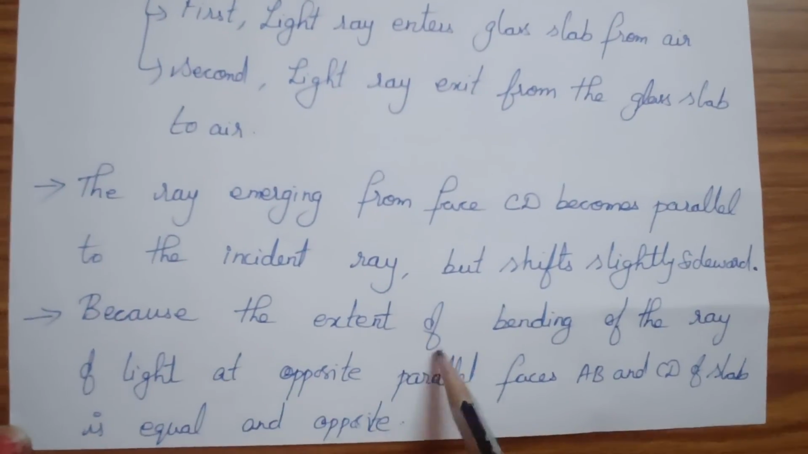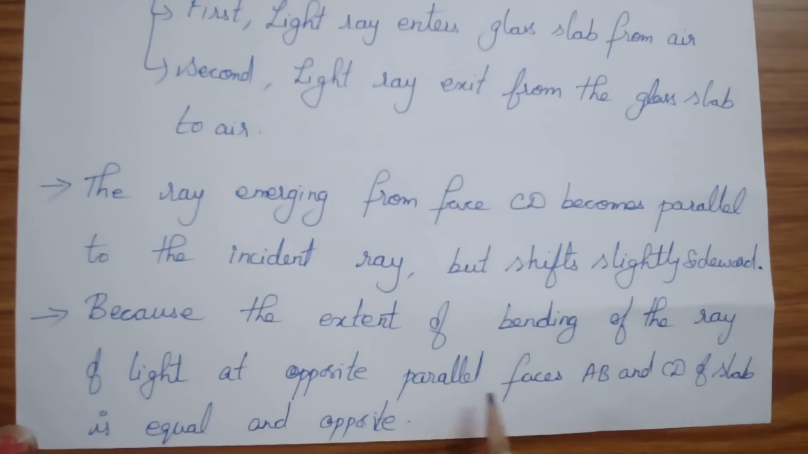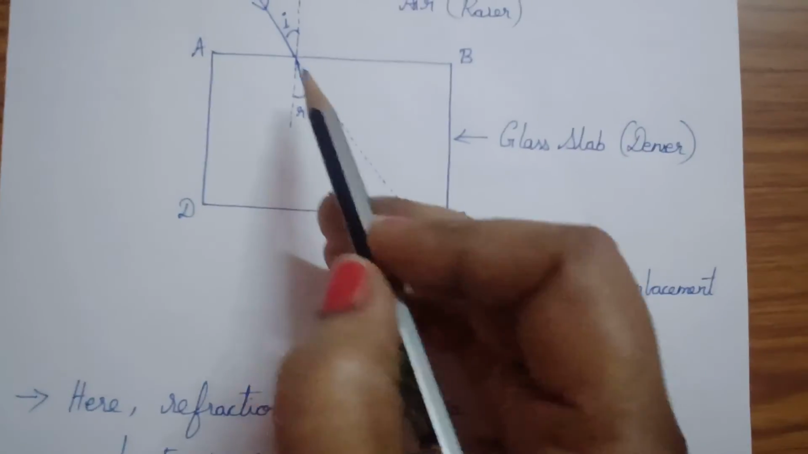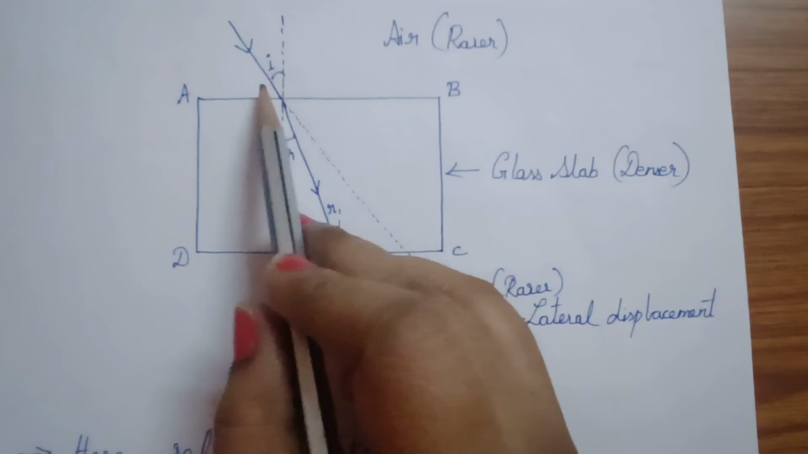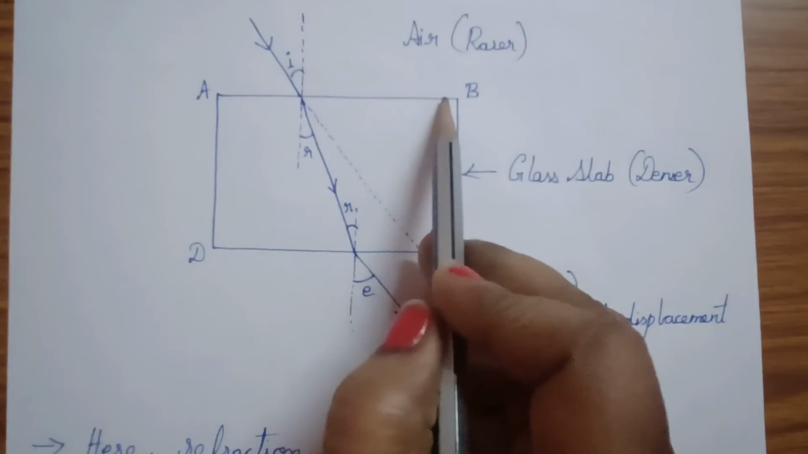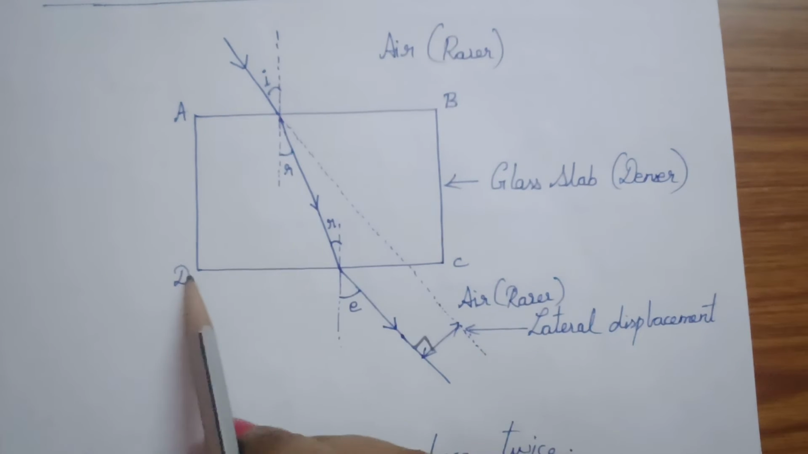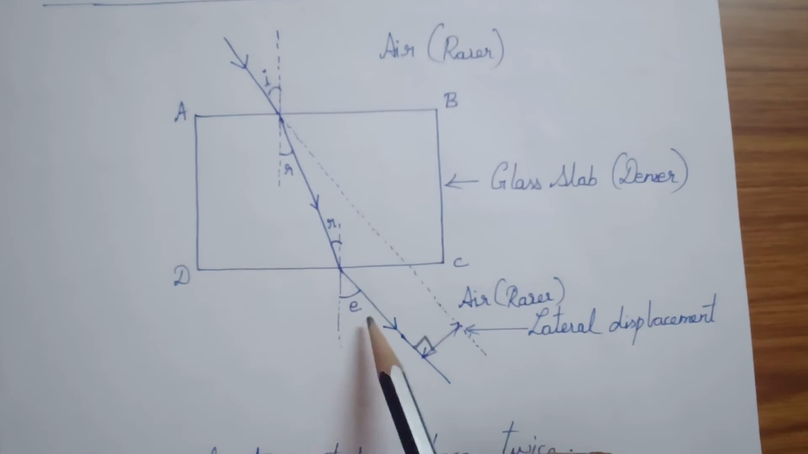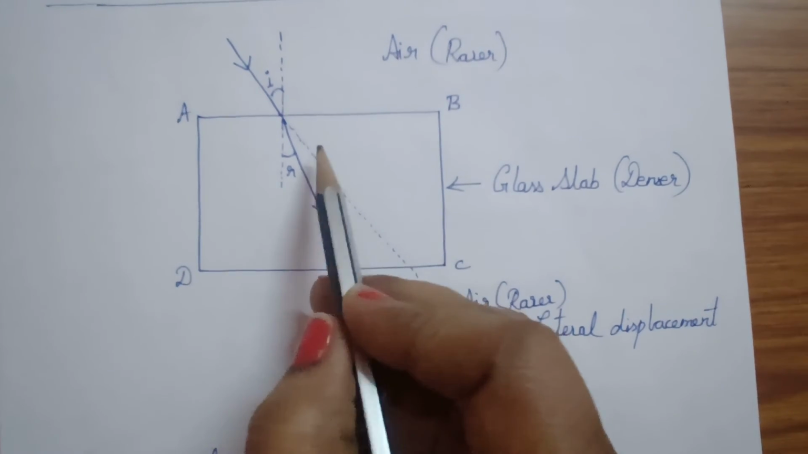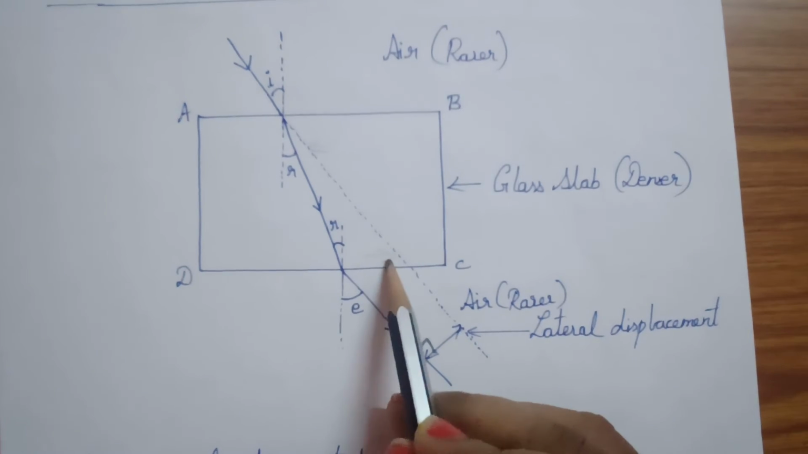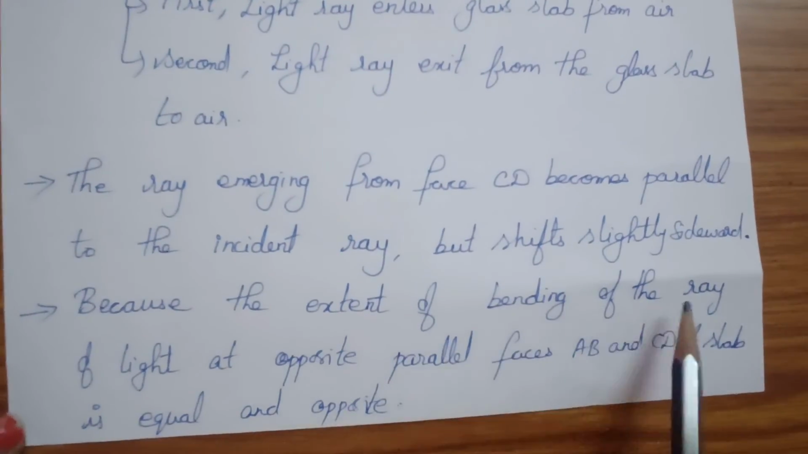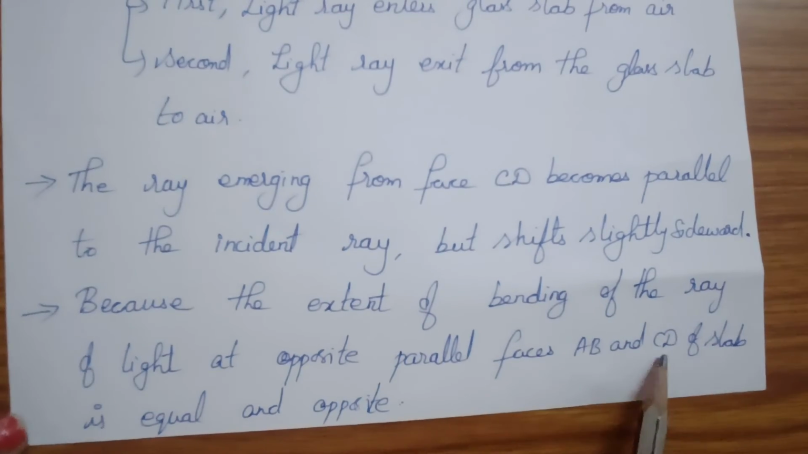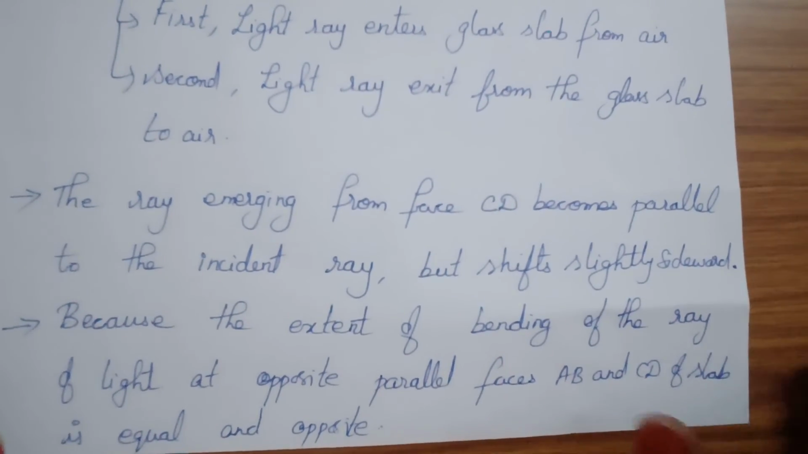Why? Because the extent of bending of the ray of light at opposite parallel faces AB and CD of the slab is equal and opposite. Okay, the extent of bending of the light, how much percentage is bent on this side when it passes through the side AB, the same percentage it deviates away, moves away from the normal. Okay, but in the opposite direction, it is moving like this. Here in this direction it is moving like this. Okay, but the same extent in the opposite direction. Okay, because the extent of bending of the ray of light at opposite parallel faces AB and CD of the slab is equal and opposite. Clear?